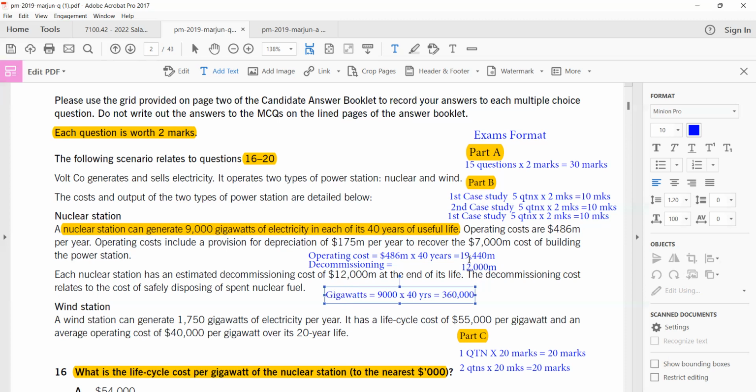But we already have the 12,000 plus 19,440. What is the total answer we are getting? Then the examiner said we should estimate it per what? Gigawatt. So let me just add this. The life cycle cost of the product, we have just two main parameters.